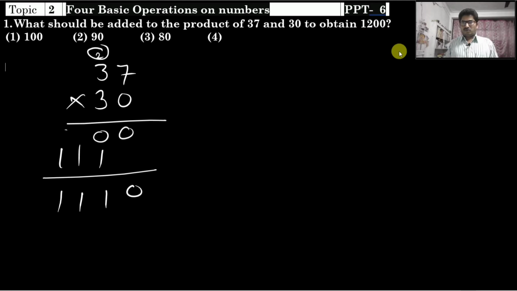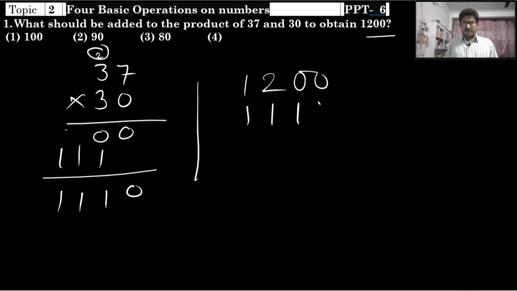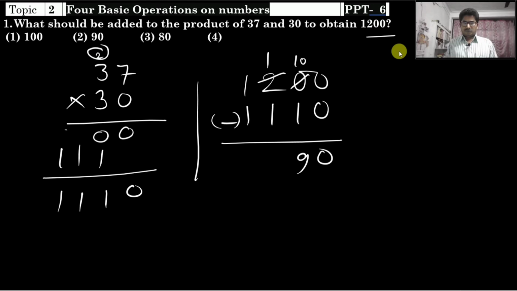So that's why we have to subtract this number from 1200. So 1200 minus this 1110. Subtraction: 0 minus 0 is 0, 0 minus 1 not possible. So carry 1 here, 10 minus 1 is 9, 0, 0. So 90. Option 2.